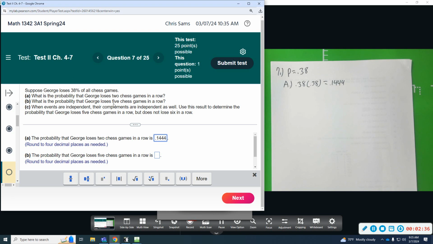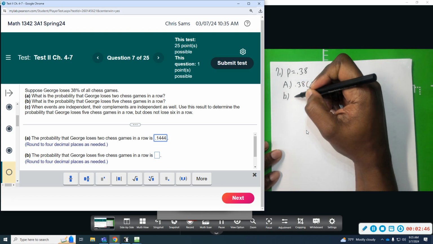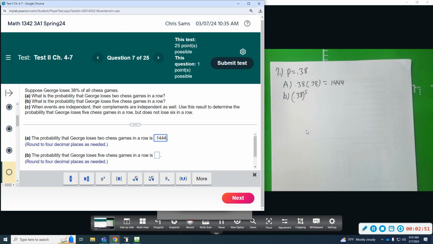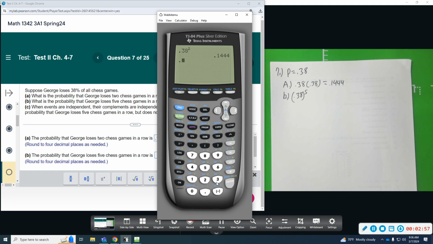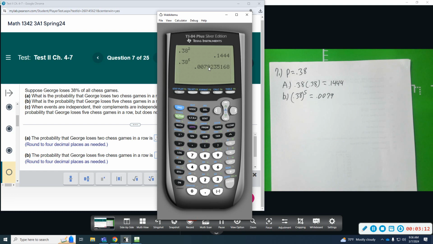B, what's the probability he loses 5 in a row? So 5 in a row. I'm going to do 0.38. I'm going to do it 5 times. It's going to give us 0.0079, rounded to 4 decimal places.